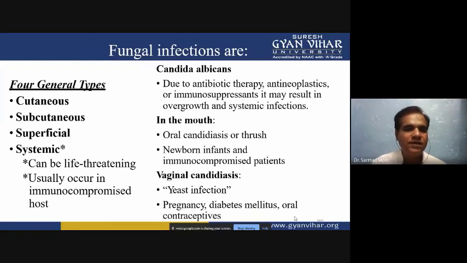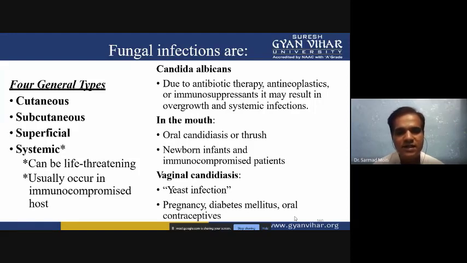So fungal infections we divide into four general types: cutaneous, subcutaneous, superficial, and systemic. Systemic infection can be life-threatening and usually occurs in immunocompromised hosts. Candida albicans is one type of yeast. Due to antibiotic therapy, neoplastic disease or immunosuppressants, it may result in overgrowth and systemic infection. Candida albicans can cause infection in the mouth, producing oral candidiasis or thrush, mainly targeting newborn infants and immunocompromised patients.